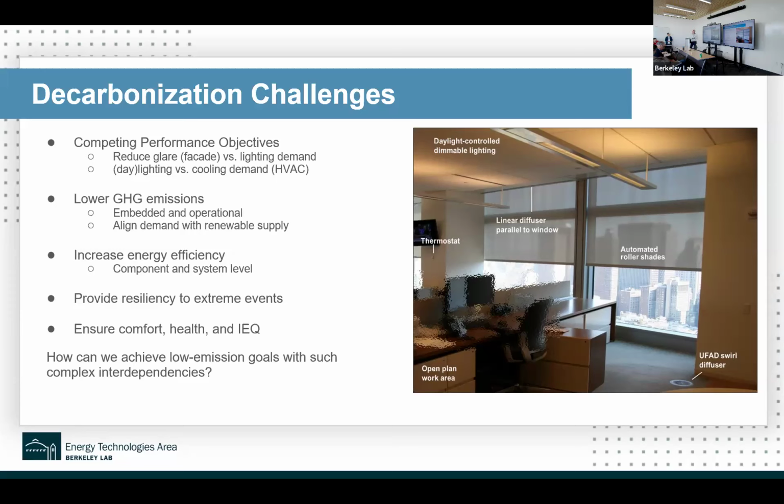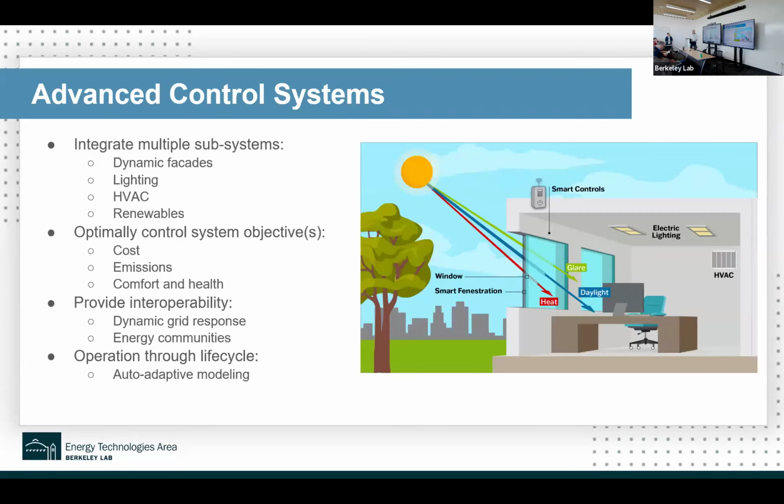And of course, one of the highest priorities is overall to ensure comfort, health, and indoor air quality, indoor environmental quality. But the question is now really, how can we achieve that? And so we're working a lot on advanced control systems here at the lab.